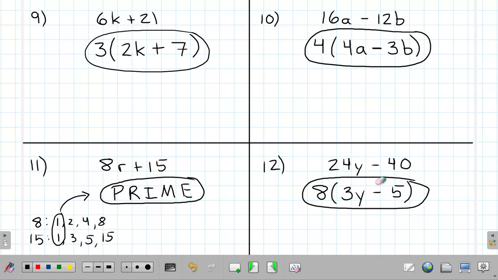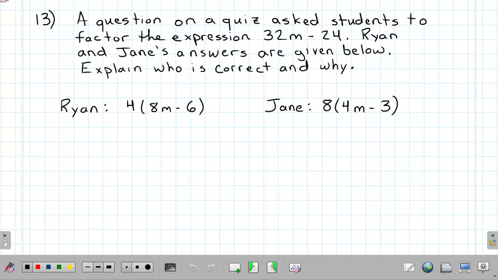Make sure that you understand how to factor because what we're going to go into next relies on us being able to do this. Okay. So we do have a little word problem question here, though.